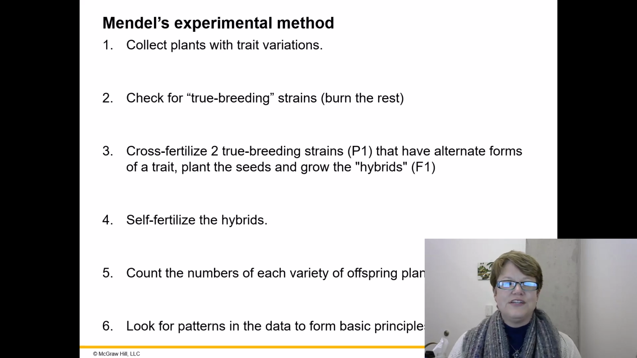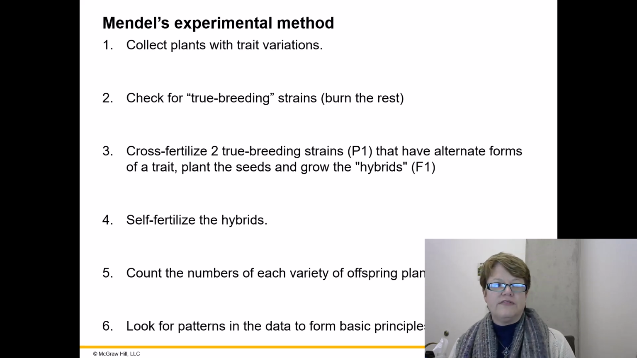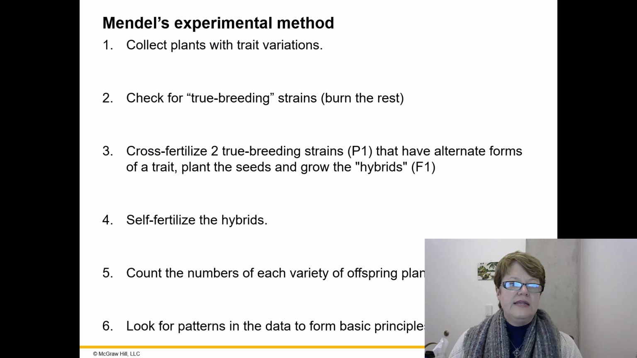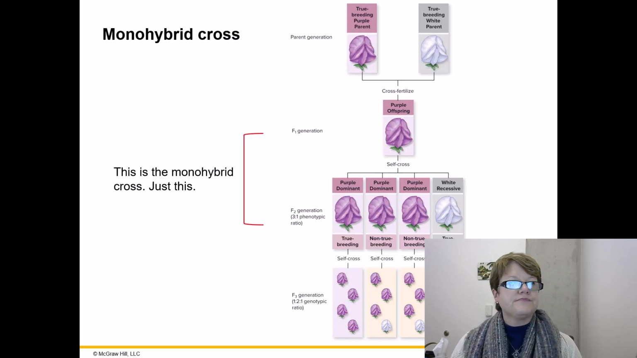If plants have grandchildren. I guess they do. So he looked at those F2 plants and counted how many of each variety, how many had purple flowers and how many had white flowers, for example. And he looked for a pattern in that data, and he was able to form his laws, which you remember from your preview. He had two laws, the law of segregation and the law of independent assortment.